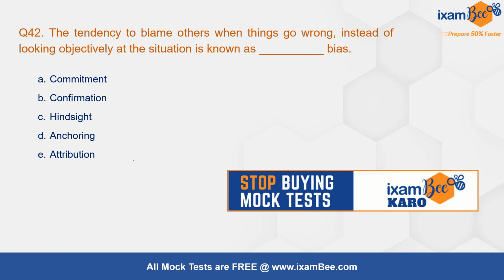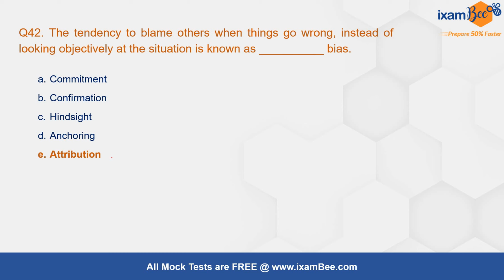Next question, the tendency to blame others when things go wrong instead of looking objectively at the situation is known as which kind of bias? The correct answer is attribution, where we are attributing or blaming whatever has gone wrong to something else, and taking the benefit to ourselves.